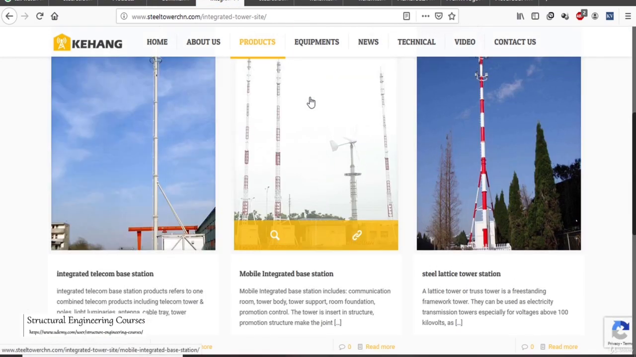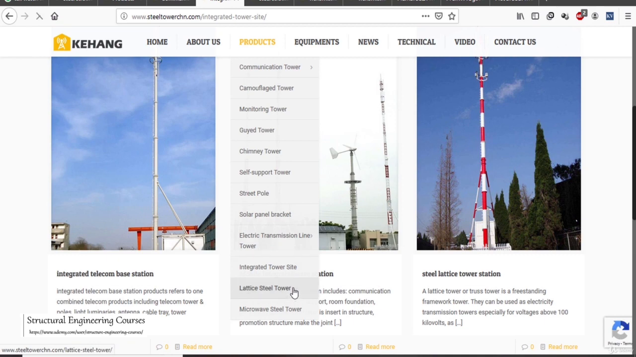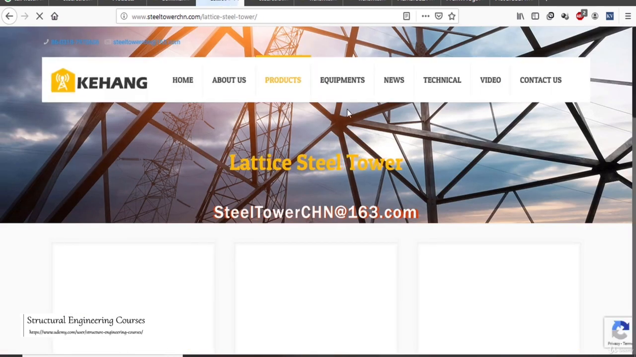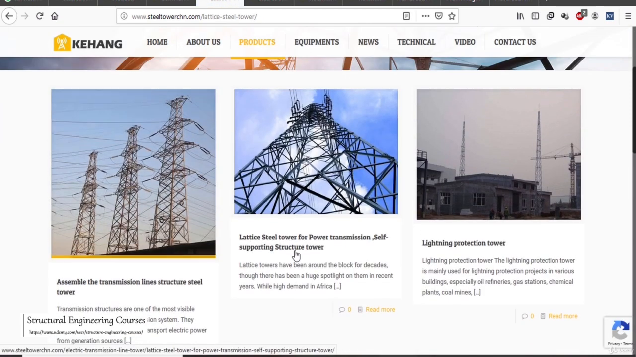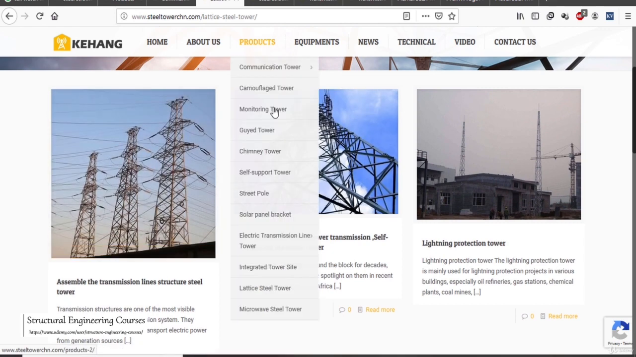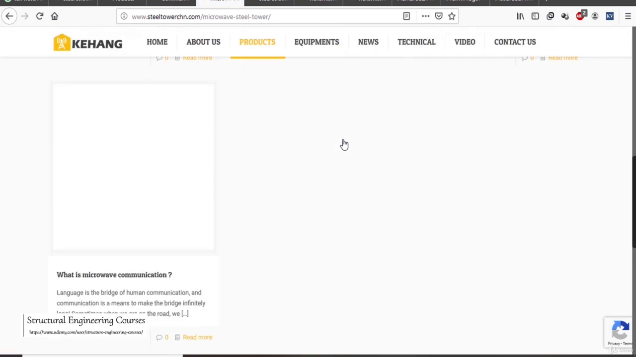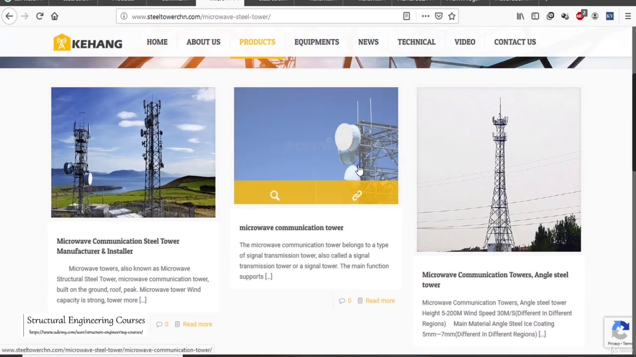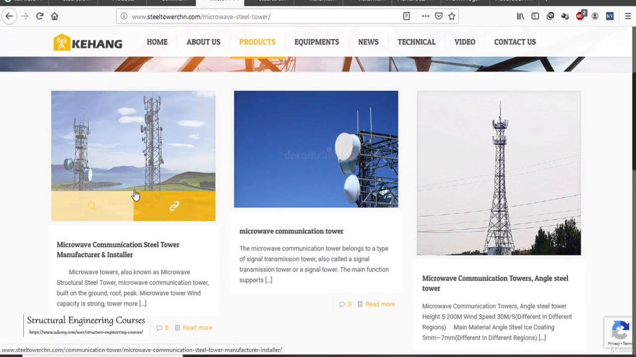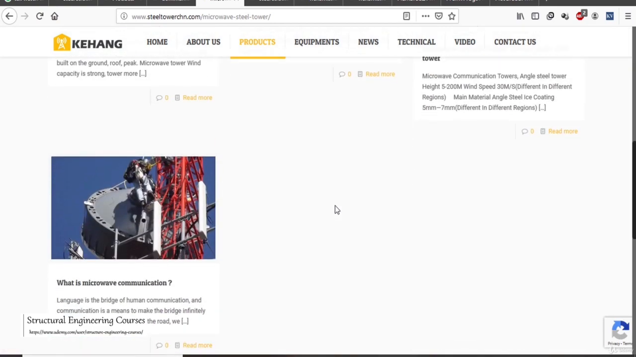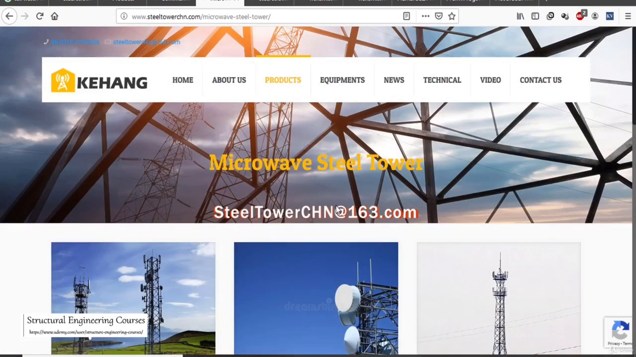This is basically the integrated tower arrangement. After that, we already know the lattice steel tower arrangement that we had already seen in our cities. And this is the microwave steel tower or microwave communication tower. So here you must have seen these types of towers in your cities. So they are basically the communication towers.